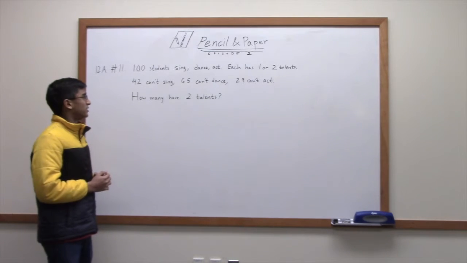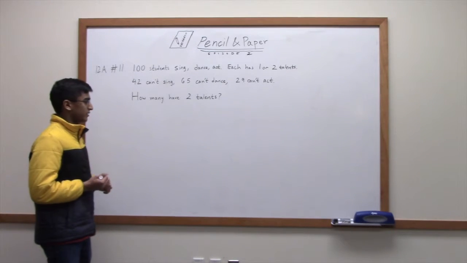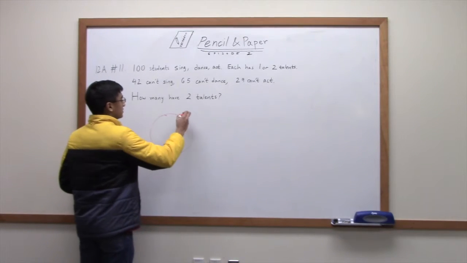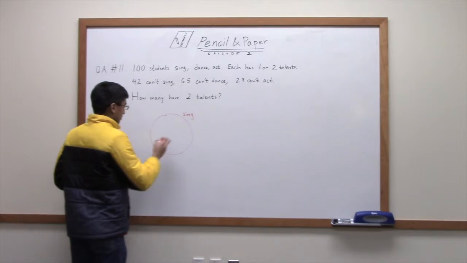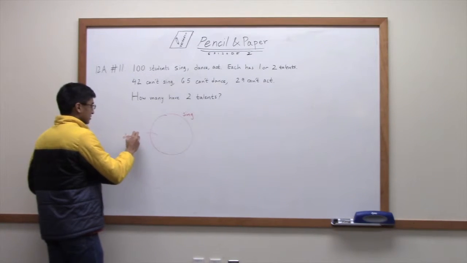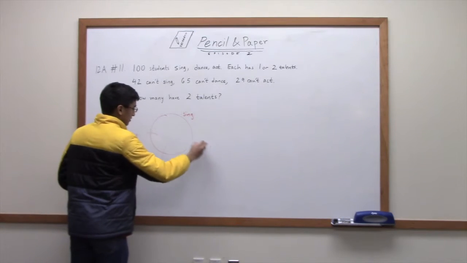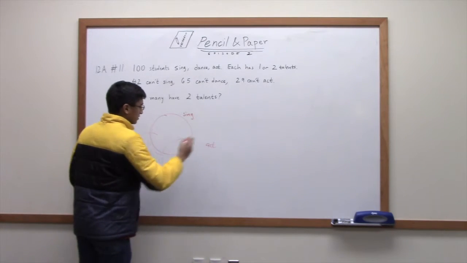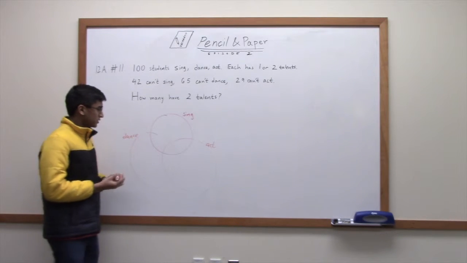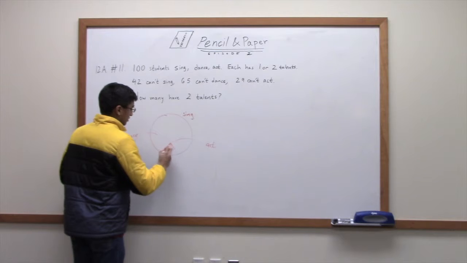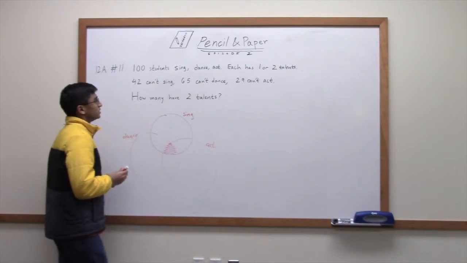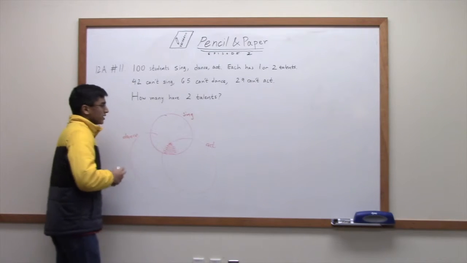So whenever you see a problem like this, it's always a good strategy to draw a Venn diagram. So let's try that. We have a circle for everybody who can sing, another circle for everybody who dances, and then the third one for actors. But they cannot have 3 talents, so there's nobody in the middle region. So everybody's in one of these places.